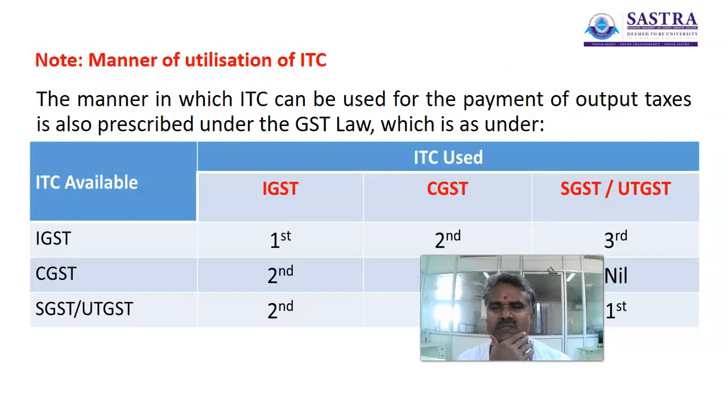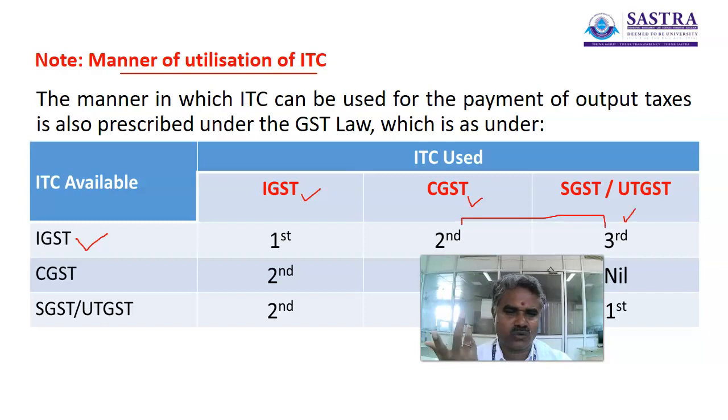Now you have to see the manner of utilization of ITC. This is very, very important. Already we discussed it in payment of tax. How can you adjust ITC against output tax liability? If you have ITC in IGST, first you adjust this amount against the IGST payable, and if any balance, adjust against CGST and SGST. But which one will come first? There are no detailed principles in the GST. Either you go with the third one or second one, as you wish, no problem at all.